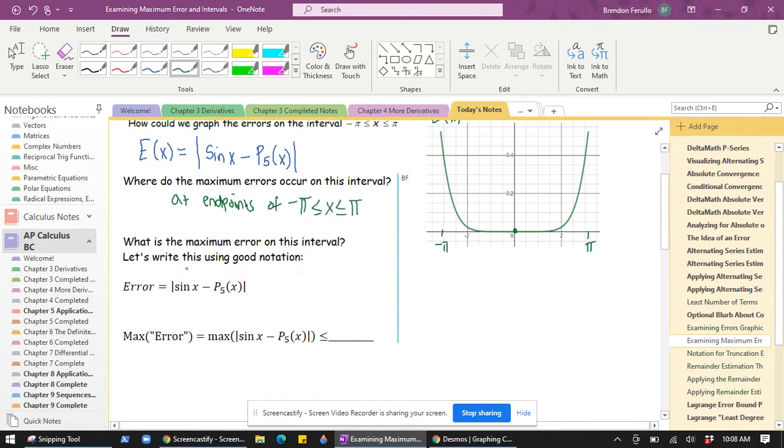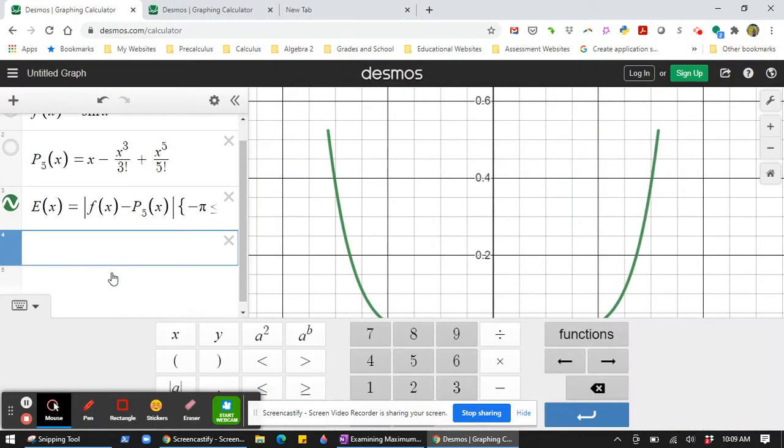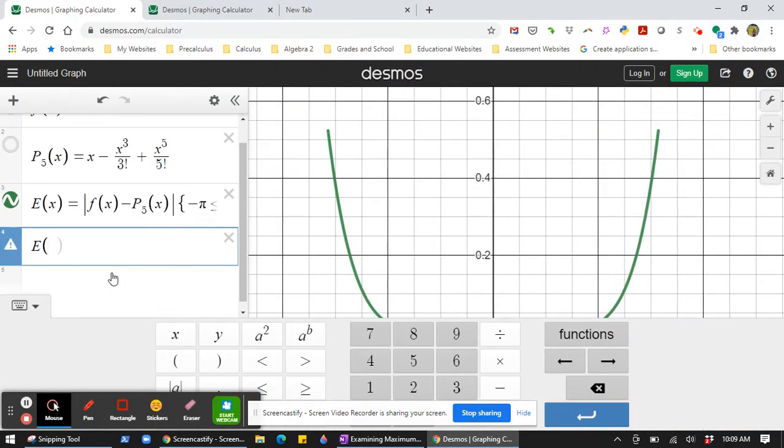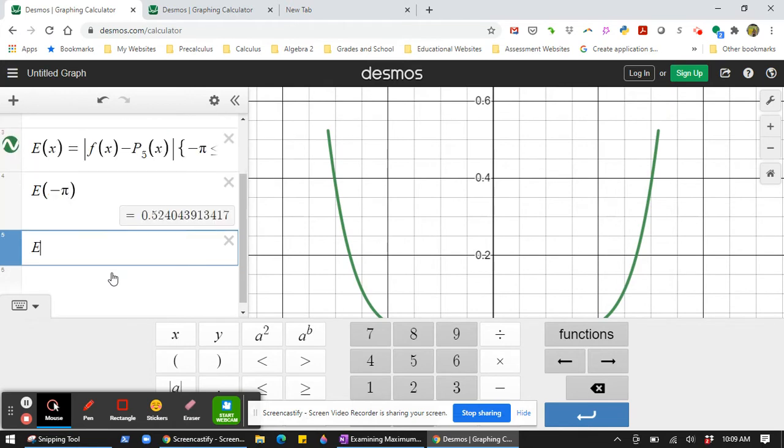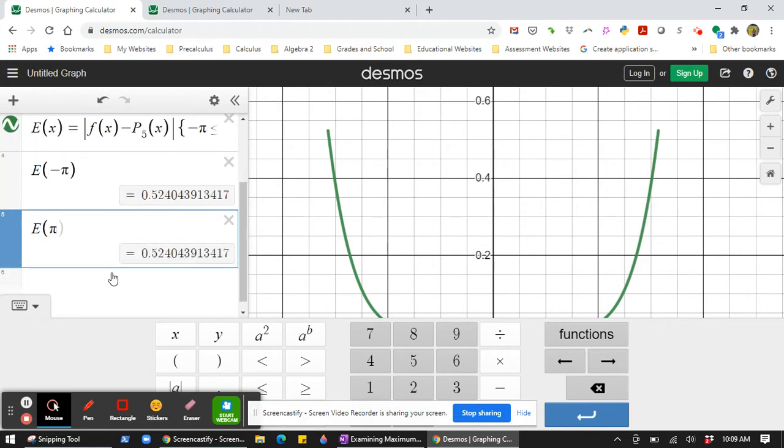All right, so then it says, what is the maximum error on this interval? So we know where the maximum error occurs. Let's find out what it actually is. And I'm trying to prime you a little with some notation here, right? I'm really trying to get you to see that the error can be written like this. So the maximum error, or max of this, would be less than or equal to, let's just go evaluate our error at pi. So I'm just going to punch in e of pi, e of negative pi, and then also e of pi. Those should be equal in this particular case.